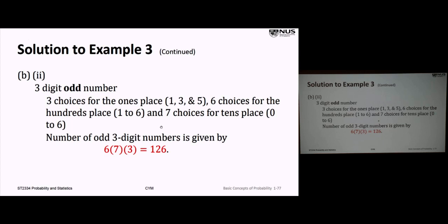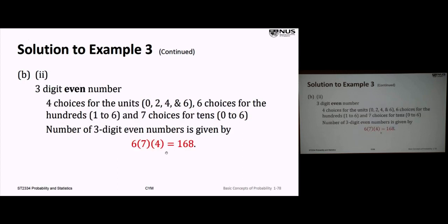Now again, in the hundreds position, I'm not doing any replacements, so I could potentially choose them all, but I can't choose 0. So I have 6 choices, and then in the tens position, I have 7 choices. So the total number of odd numbers that could be produced is going to be 3 times 6 times 7, which is 126. And now the same thing for the even number. The even number is pretty straightforward. In the even case, we don't have to break things up here. Before, when we had no replacement and took something out, it became more complicated to think about.